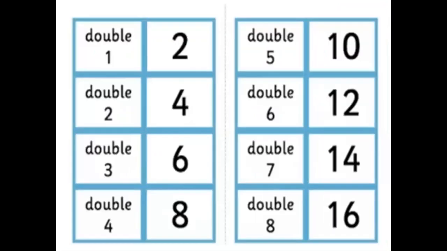Here we have a table for the doubles. Double 1 is 2. Double 2 is 4. Double 3 is 6. Double 4 is 8. Double 5 is 10. Double 6 is 12. Double 7 is 14. Double 8 is 16. So here we have the doubles. You can take a screenshot to keep it by heart, okay?